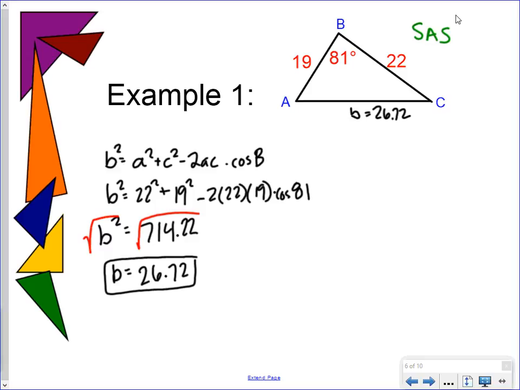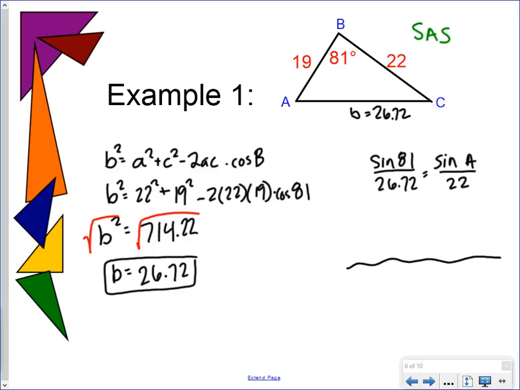What are some ideas for finding the angles? Law of sines. Before, I asked, could you use the law of sines? The answer was no. Now, can you use the law of sines? Yeah, you have a corresponding angle inside: you've got angle B and side B. So some of you might start saying sine of 81 over 26.72 is equal to, and if you want to find A, sine A over 22, and do the work.